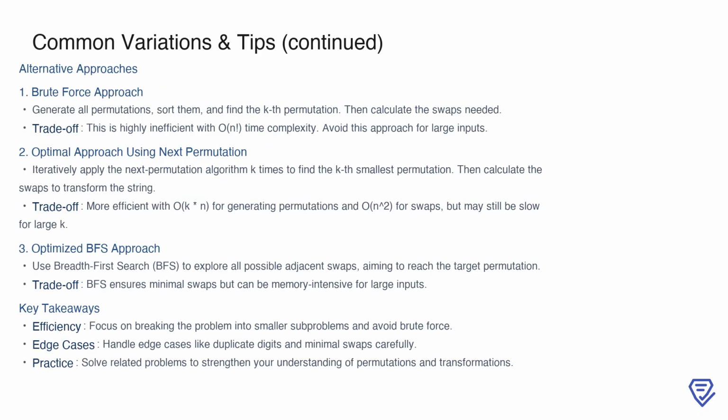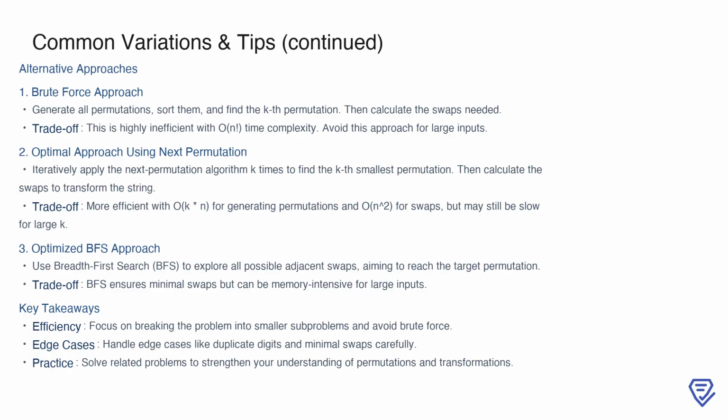There are several approaches to solving this problem, each with its own trade-offs. The brute force method involves generating all permutations, sorting them, and finding the kth permutation. Once that's done, you calculate the swaps needed. However, this approach is extremely inefficient, with a time complexity of O(n!), and should be avoided for large inputs.